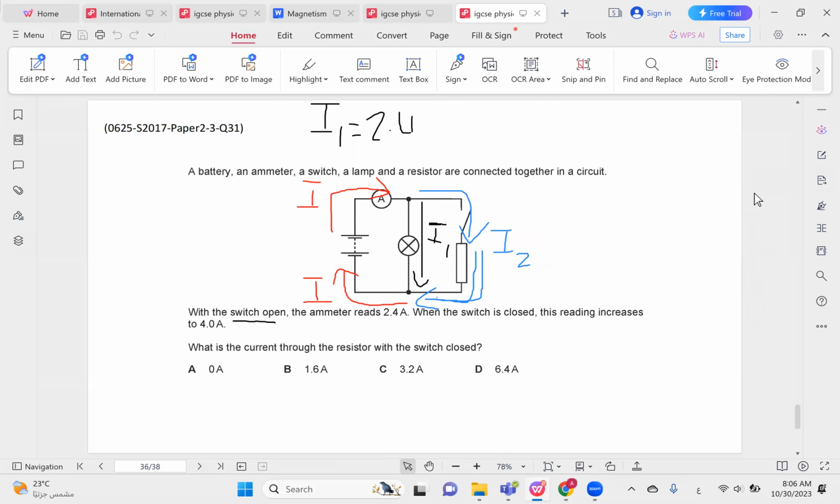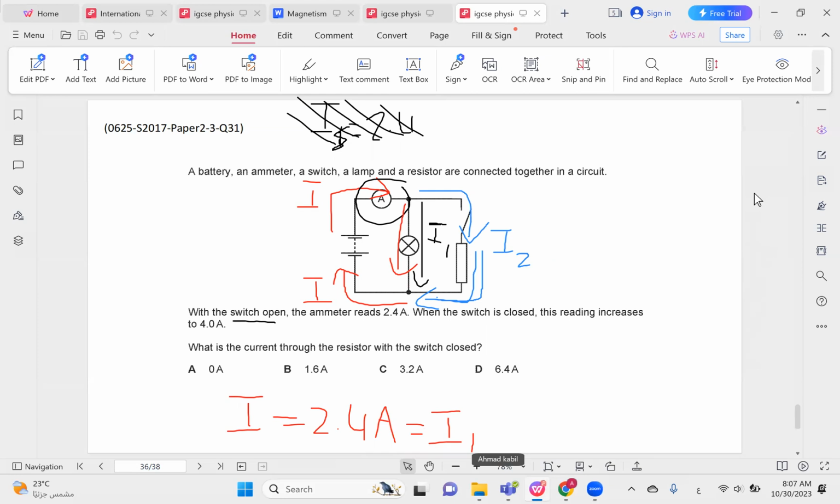No, the ammeter reading is here. So this is not I1, this is I. So let's write that in red so that it's clearer. The total current is 2.4 amperes. And this total current is the current flowing through the lamp. So it's also equal to I1, since there is nothing except I1, because when the switch is open, there is no I2. So you just imagine the circuit without the blue part. So both I and I1 are actually equal to 2.4 amperes.